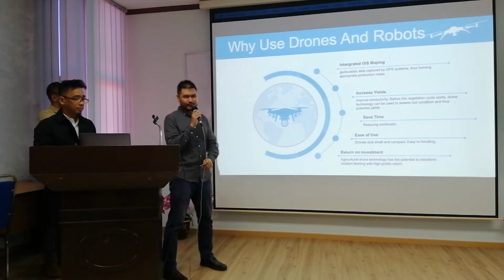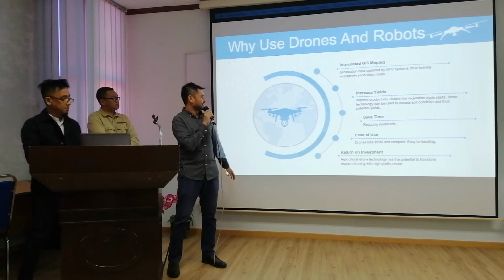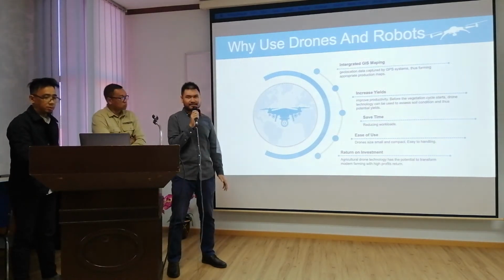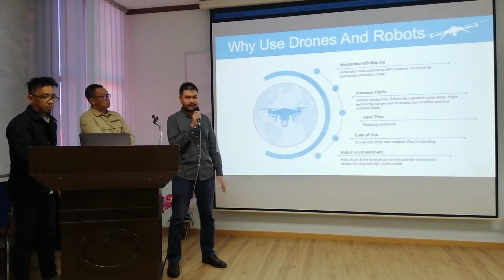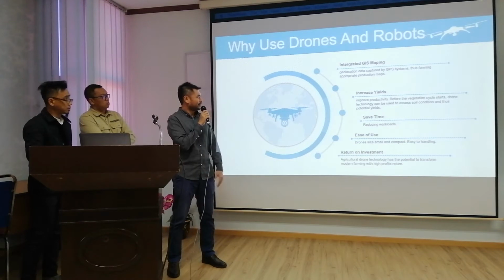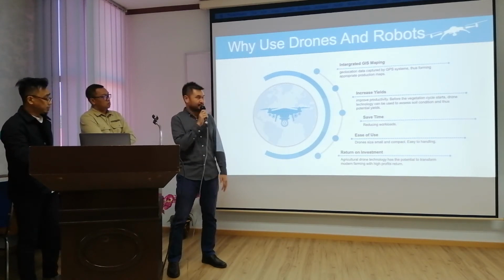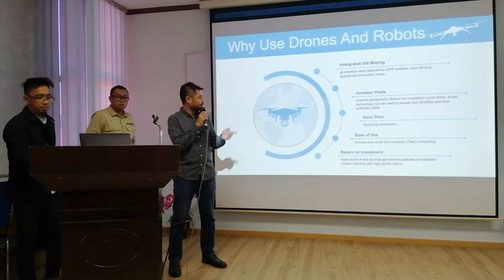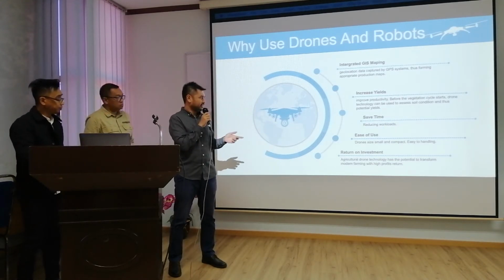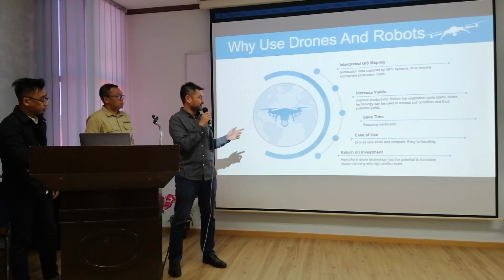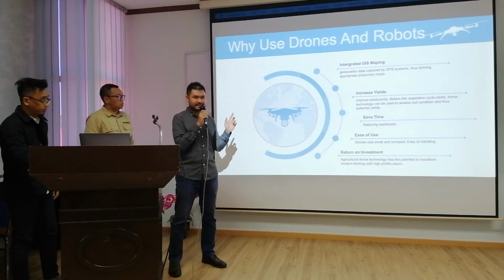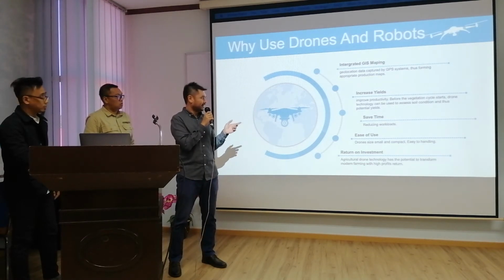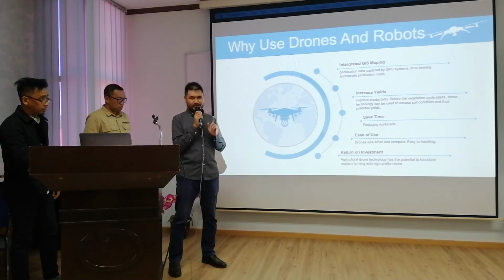Okay, why use drones and robots? The first one is integrated GIS mapping. It's geolocation data captured by GPS system, thus forming appropriate production maps. The second one, increased yield, improved productivity before the vegetation cycle starts. Drone technology can be used to assess soil condition and potential yields. The third one, save time, reducing workloads.